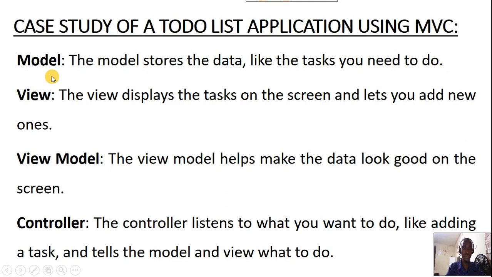What is a model? The model, as I said earlier, is the one that stores the data. Now, if you have a task where we make a case study of one application, we will say the application name is a to-do list. Take any scenario of your choice that you understand best. But what I want you to understand here is the model, the database. It actually has the task of storing the data.